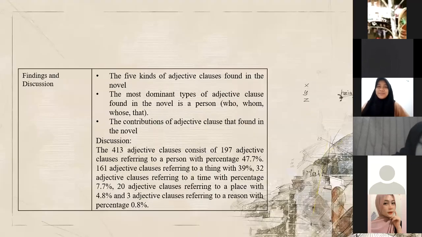Next, for the finding and discussion, from the collected data, the researcher found that there are 5 kinds of adjective clause found in the novel, namely a person, such as who, whom, whose, and that, and the thing, such as which and that, a time when, a place where, and a reason why.